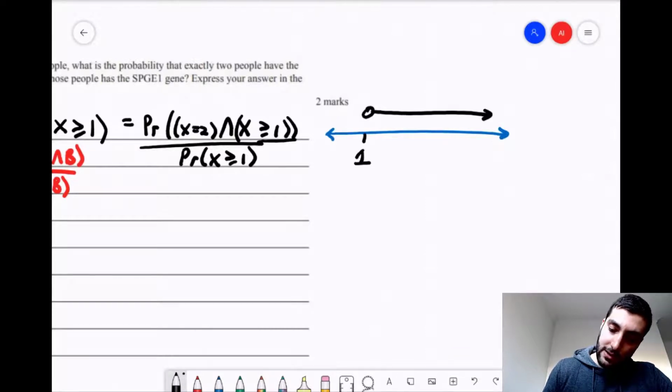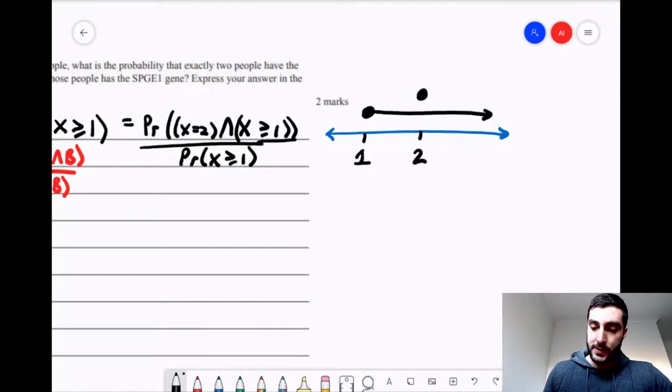So we've got 1 here, and because it's greater than or equal to, we'll make this a closed circle. It's everything greater or to the right of 1. And then we're also going to have a closed circle at 2. So what is the intersection of these two lines? Well, we can see that the intersection, or what's common to both of them, is going to be just this particular point. So that is the intersection itself.